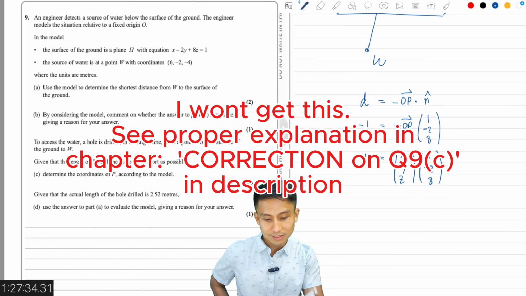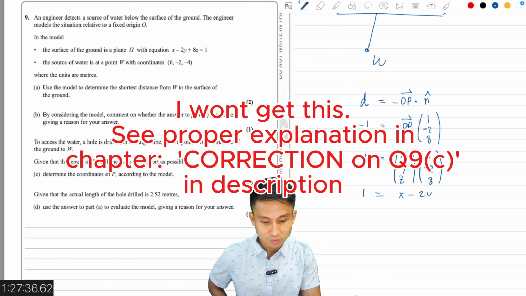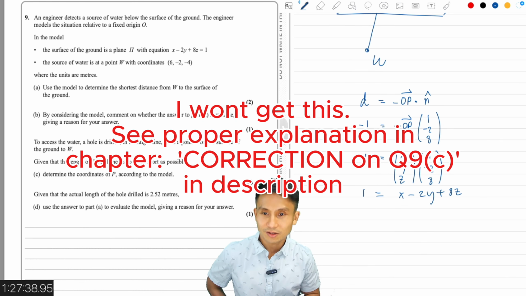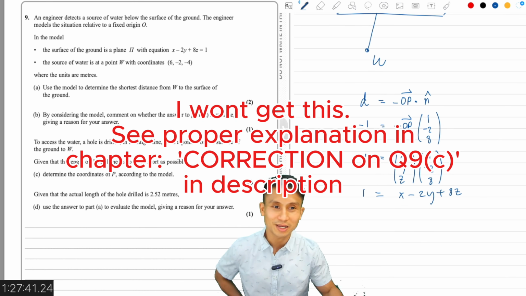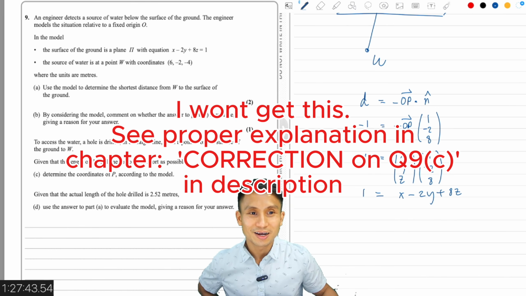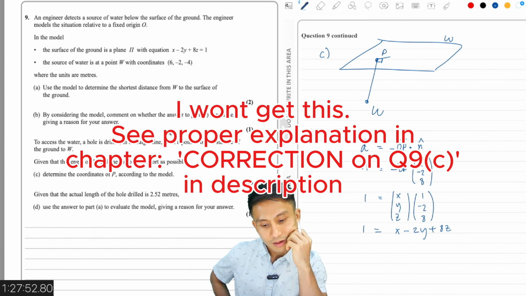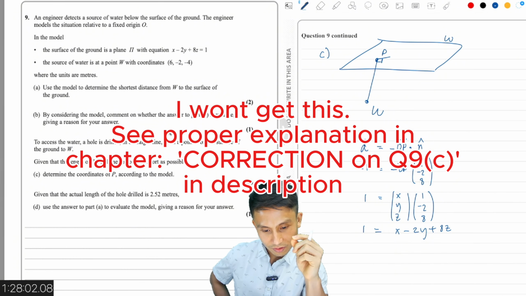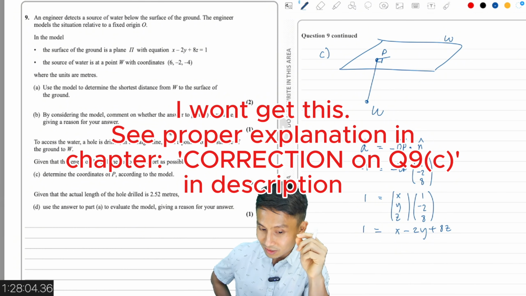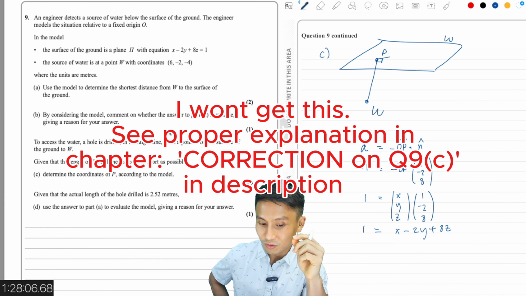So it's just x, okay, 1 equals x minus 2y plus 8z. Oh, that's just the plane equation. Okay, I'm stuck here. That doesn't help at all. I'm missing something, guys. Hang on. But if we find, okay, hang on. But vector PW here should be perpendicular to, and we already know the distance from the previous part.